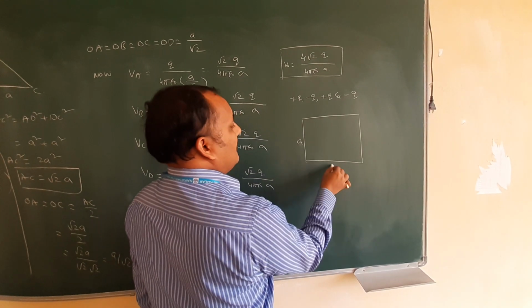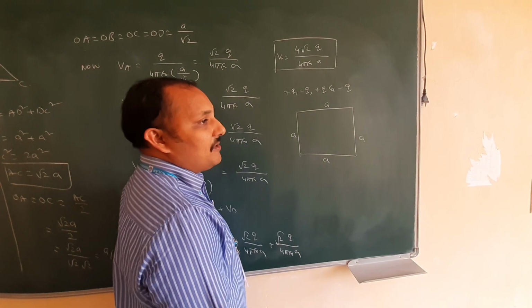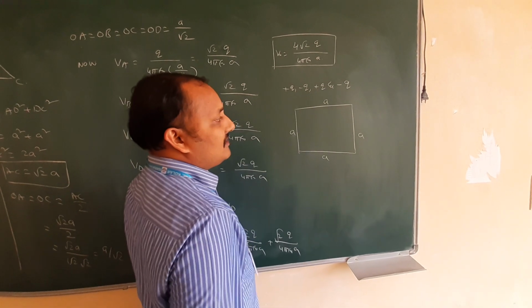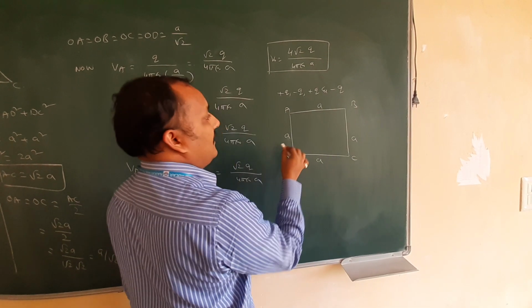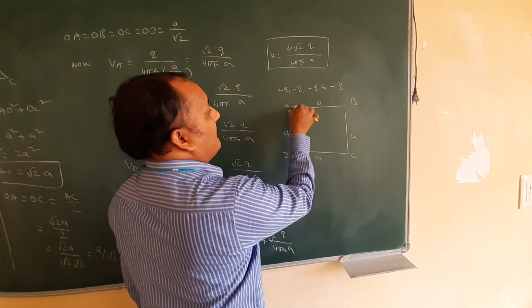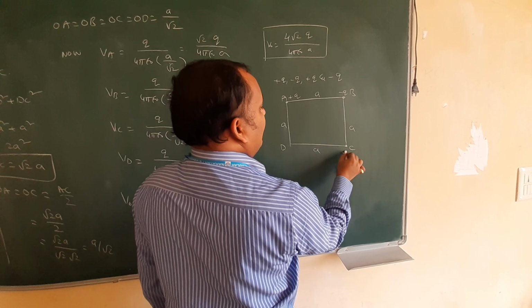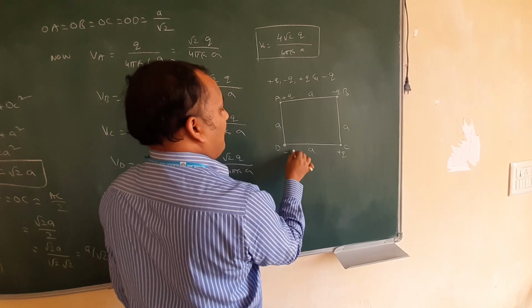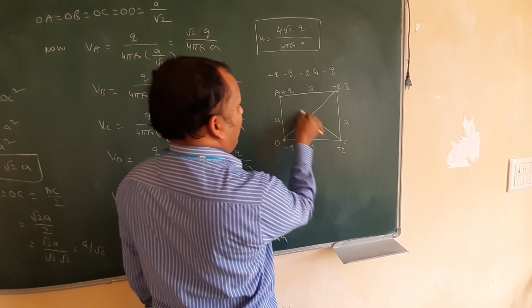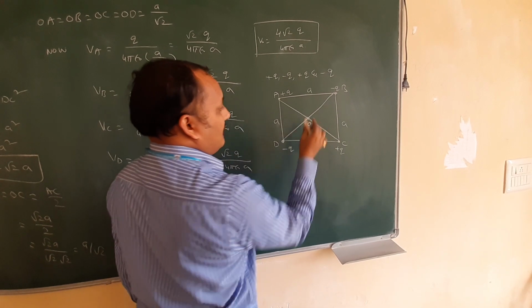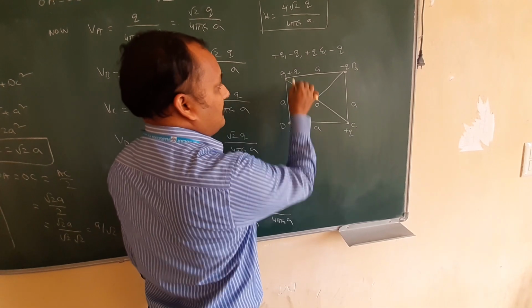Same problem but a small change is here. There we had taken 4 positive charges. Here 2 charges positive, 2 charges negative. A, B, C, D. At A, plus Q. At B, minus Q. At C, plus Q. At D, minus Q. Now what is the potential at the center? Center means O. So V naught is equal to, what is the formula we will write?